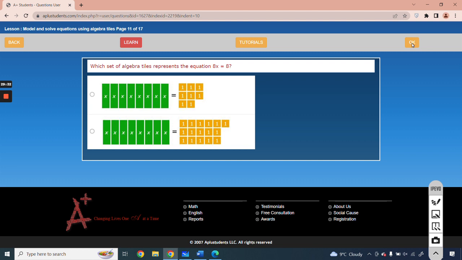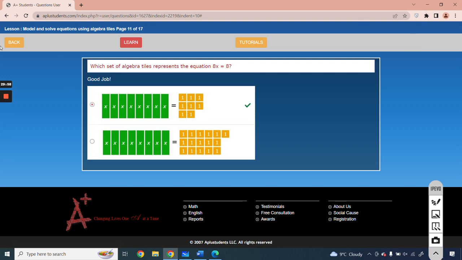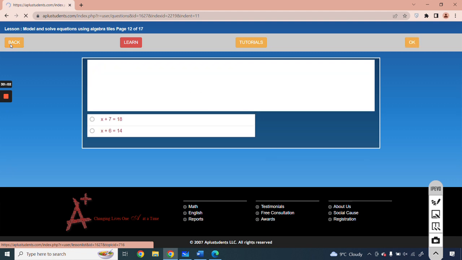Which set of algebra tiles represents 8x equals 8? Which is the correct option? Option number 1 is the correct option. So just select the correct option and click on the OK button. Okay, you can complete the test by yourself later today. Let me just move on to the next lesson.